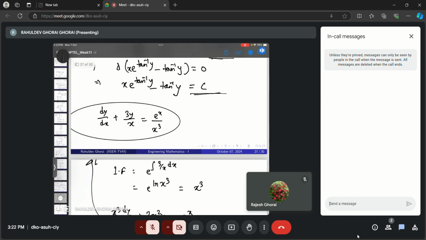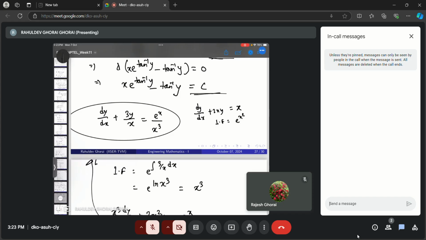So in the same way, you can show that dy/dx plus 2xy is equal to, let's say, x. So how do you do that? Then the integrating factor will be e to the power integration of 2x dx. Integration of 2x dx means e to the power x square, right?